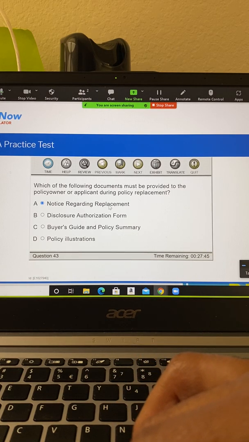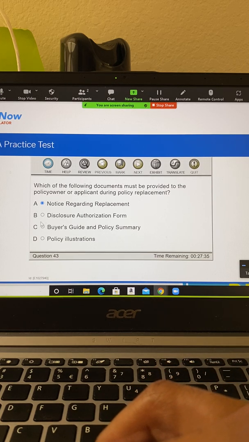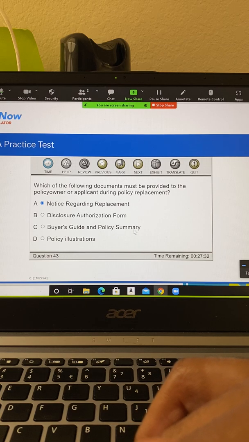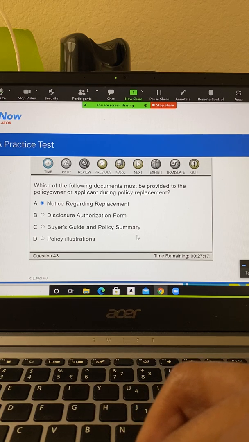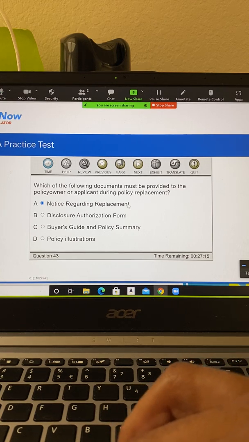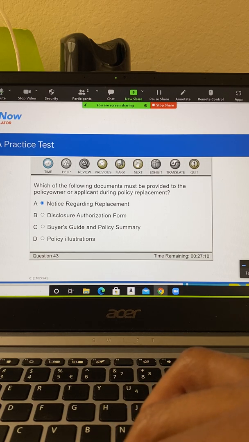Notice regarding replacement is in there too. But buyer's guide is something they got to get too. Buyer's guide and the policy summary. Is that when they actually get the thing? I think everybody that gets a policy gets a buyer's guide and policy summary. I think you get a replacement form too when you do a replacement. You know what I'm saying? That's what I think the difference is. Everybody gets a buyer's guide and policy summary, but you get replacement paperwork too when you're doing replacement. Let's leave it right there. Okay.